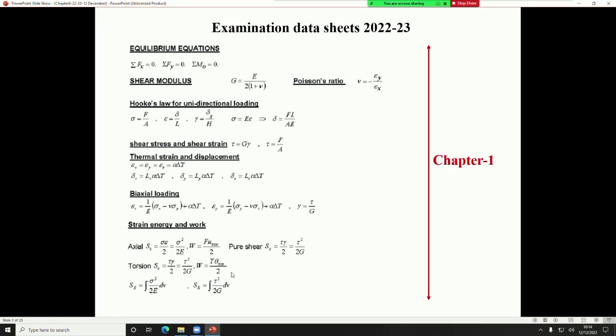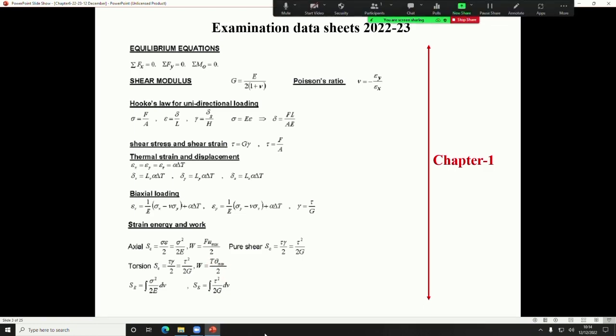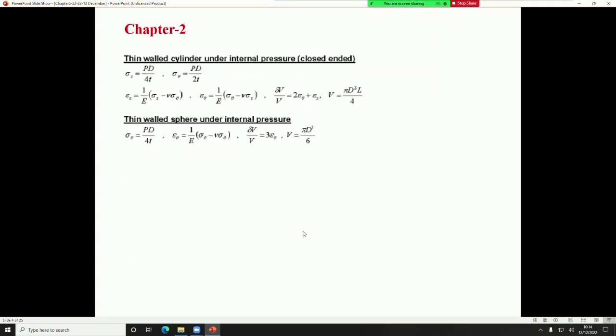And if it's subject to torsion, and we have the angle of twist, for example, we can say it's the torque multiplied by the angle of twist divided by 2. So these are all equations you had from chapter 1. Now we move on to chapter 2. Chapter 2 was relatively short.